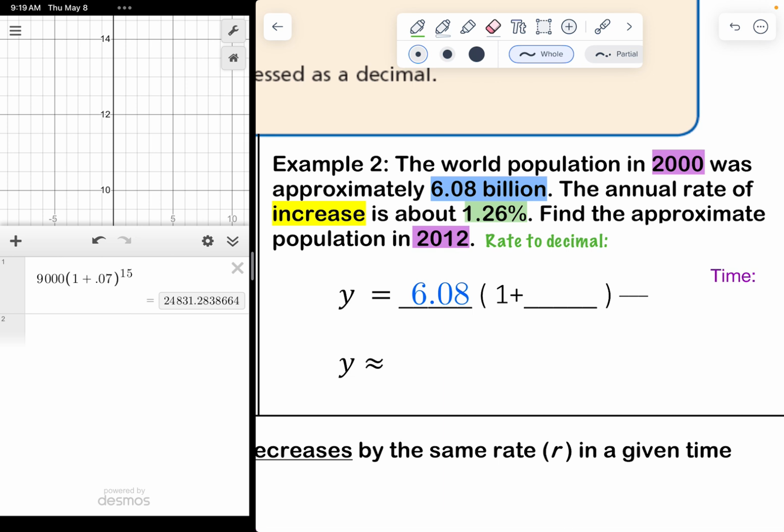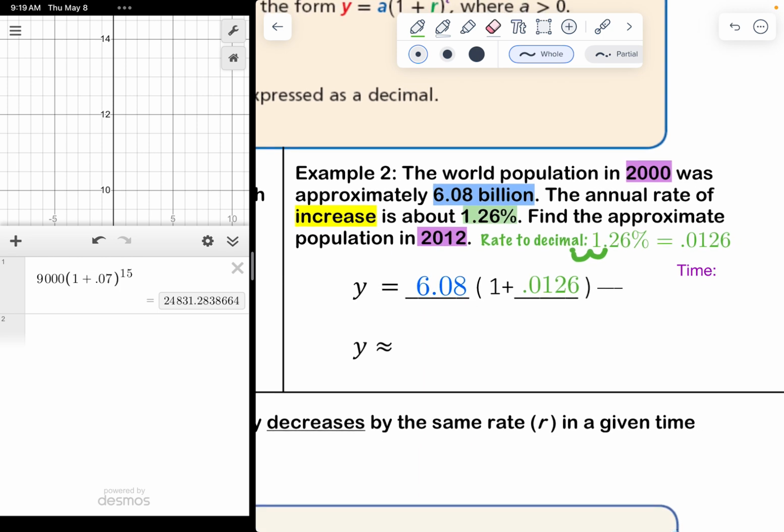The second blank, we need to take our rate, the 1.26. Let's change that to a decimal. Again, I'm thinking about taking this decimal point and moving it over once, twice to the left, filling in that 0. So as a decimal, 1.26% is 0.0126. The last thing we need to fill in is the time. Now we have to do a little bit of thinking here. It doesn't give us a time to plug in, but from 2000 to 2012, that's 12 years that have passed, right, if you count the years. So our exponent up there is going to be 12.